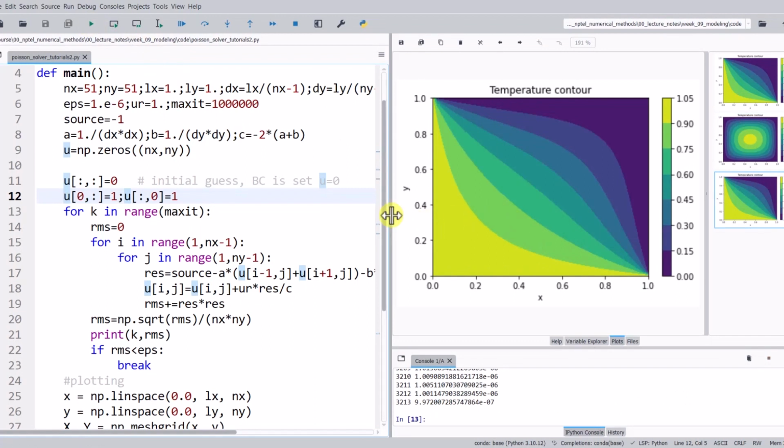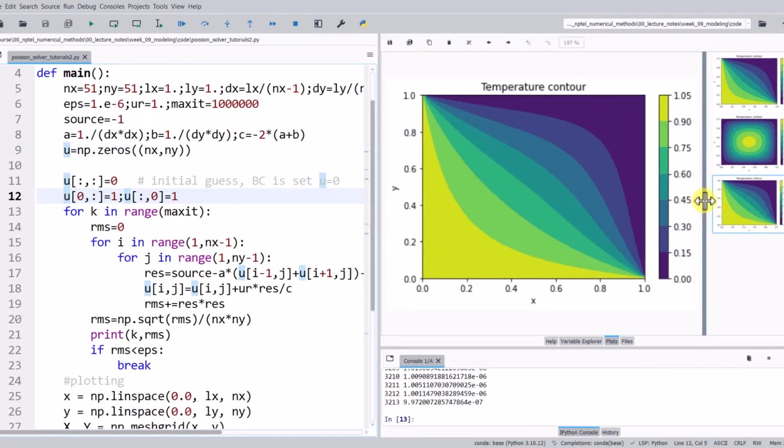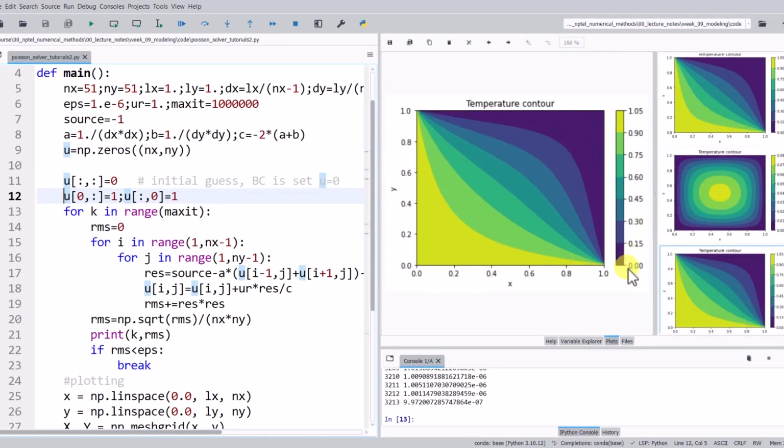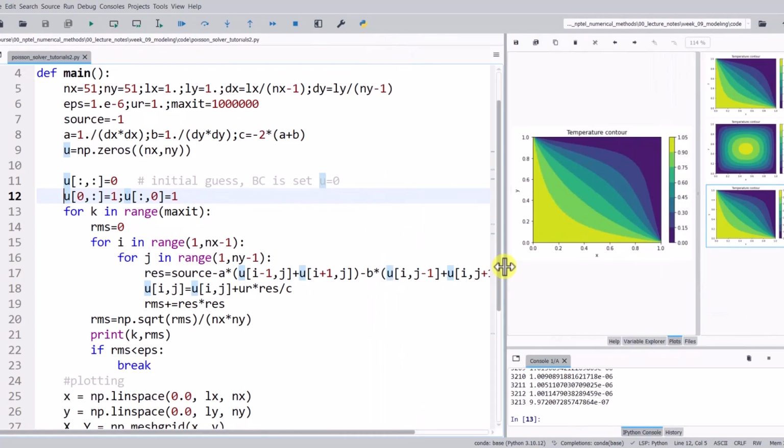So you see that it is actually similar to no source. This is source, this is no source. They look very similar, source or no source, when 2 boundaries are 1. So this is the way you can play around with this and try to get more out of this code.